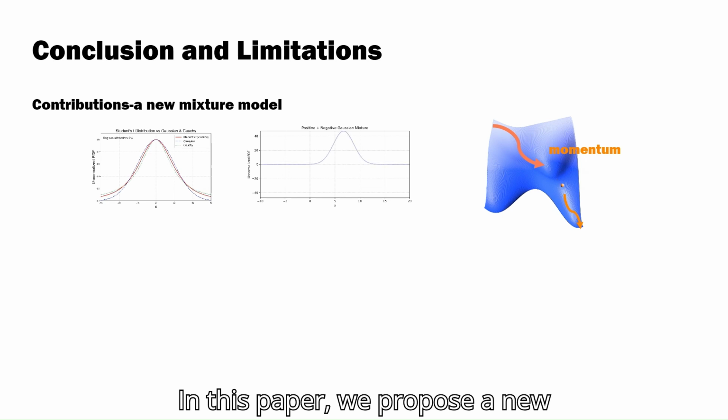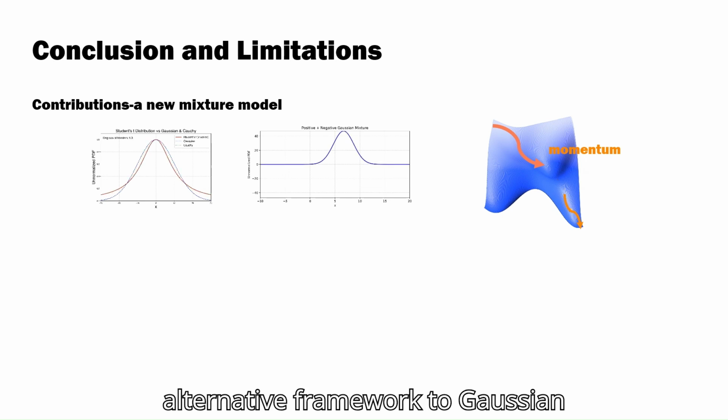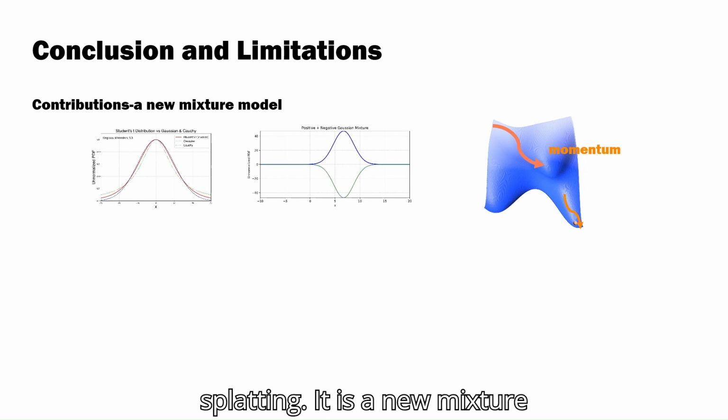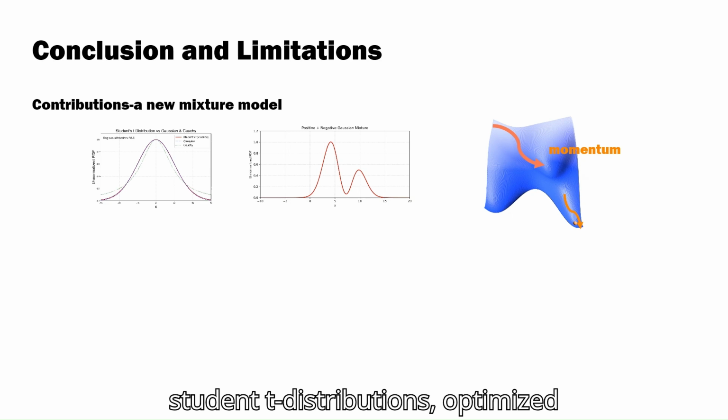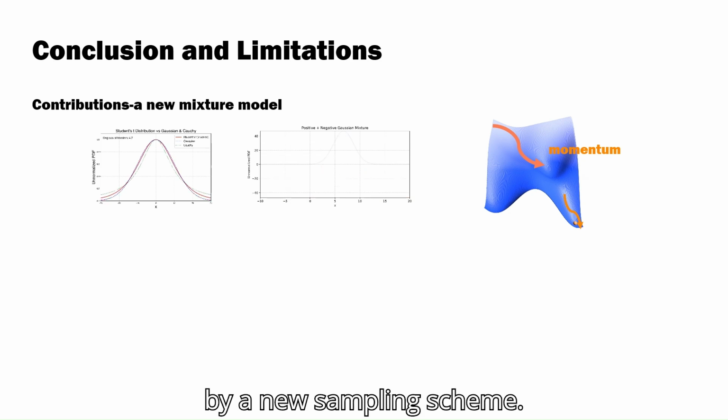In this paper, we propose a new alternative framework to Gaussian splatting. It is a new mixture model with both positive and negative student t distributions, optimized by a new sampling scheme.